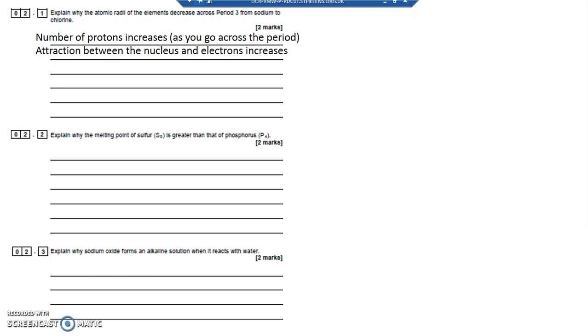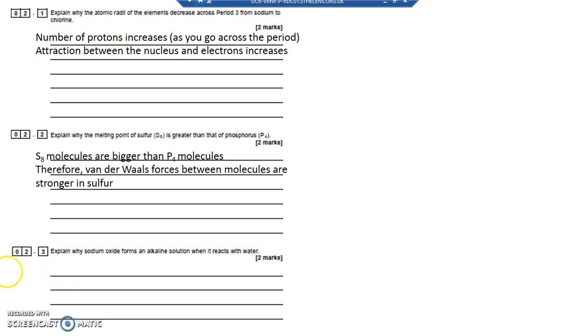Explain why the melting point of sulfur S8 is greater than that of phosphorus. Well, S8 is larger than P4, so if you consider something like oil, something like bitumen with very, very long chains compared to something like petrol with very, very short chains, then tar or bitumen has a higher boiling point than something like diesel or petrol that have got very short chains, and the same thing happens here.